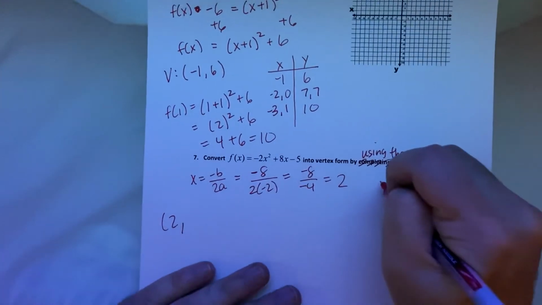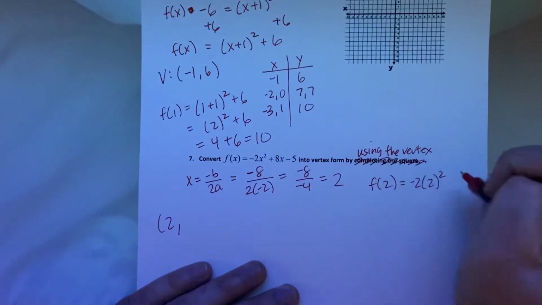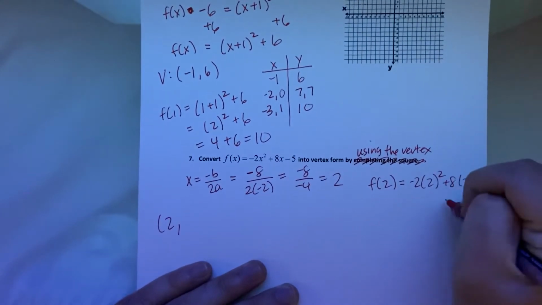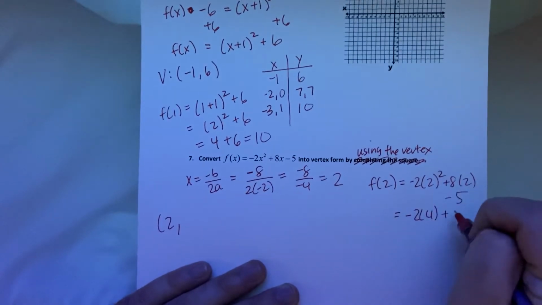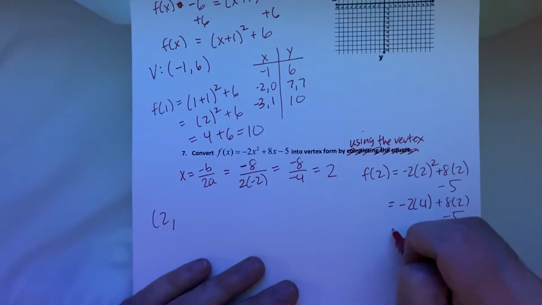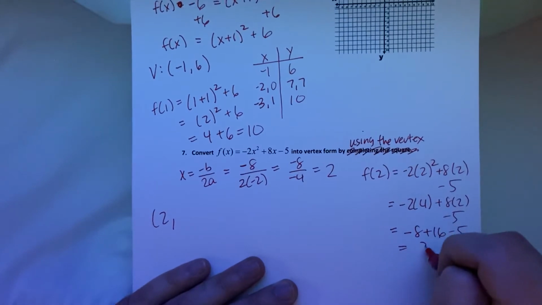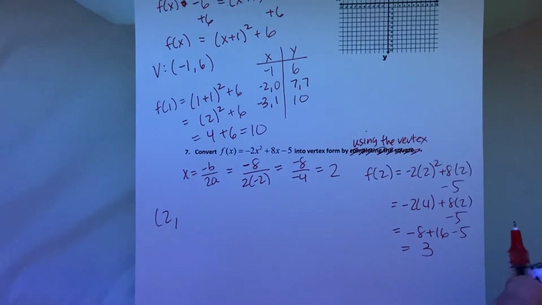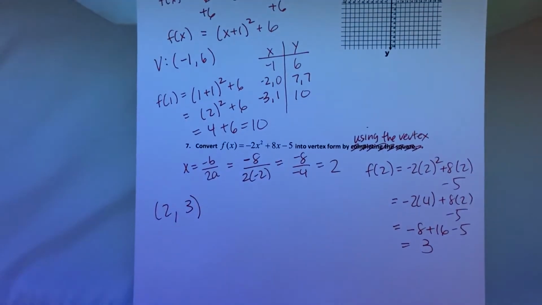Now let's plug into f of 2 equals negative 2 times 2 squared plus 8 times 2 minus 5. That's negative 2 times 4 plus 8 times 2 minus 5. This is negative 8 plus 16 minus 5. This is 8 minus 5, which is, I think, 3. So we have the vertex (2, 3).